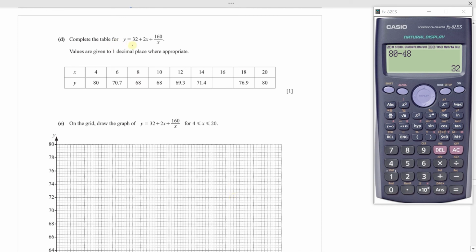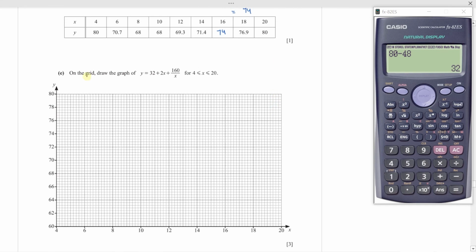Part D is complete the table for y equals 32 plus 2x plus 160 over x. Values are given to one decimal place where appropriate. So the missing value is when x is 16. So I will replace x with 16 in this equation. So I will get 32 plus 2 into 16 plus 160 over 16. So this will be 32 plus 32 plus 160 over 16, which is 10. So this is 64 plus 10, 74. So your value here is 74.